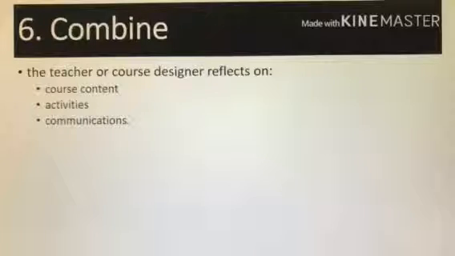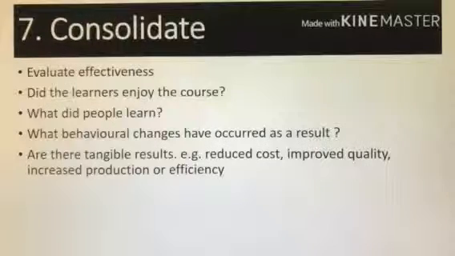And finally, consolidate. In this step, the learning course's design is implemented and its effectiveness is evaluated. This includes getting feedback on questions such as, did the learners enjoy the course? What did people learn in terms of knowledge or skills? What behavioural changes have occurred as a result? For example, job performance improvements if it's in an industrial setting.